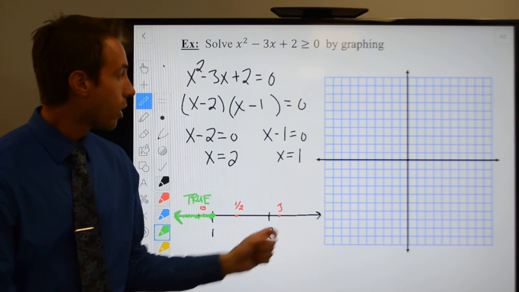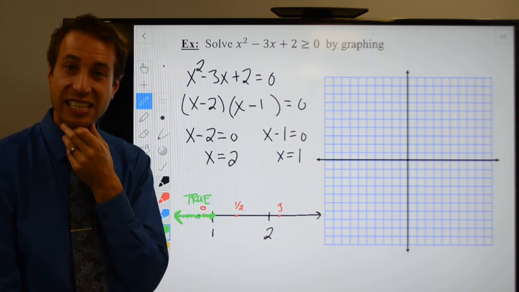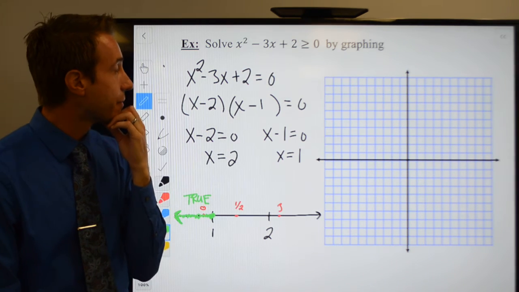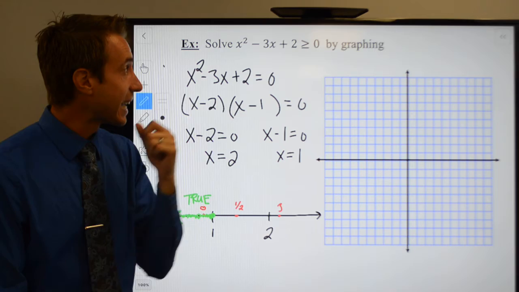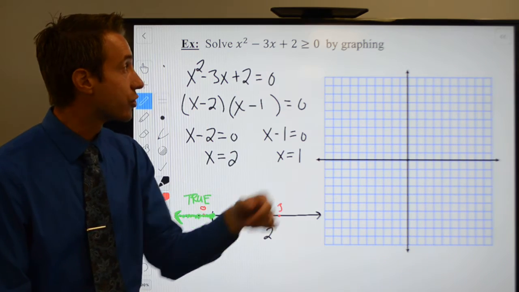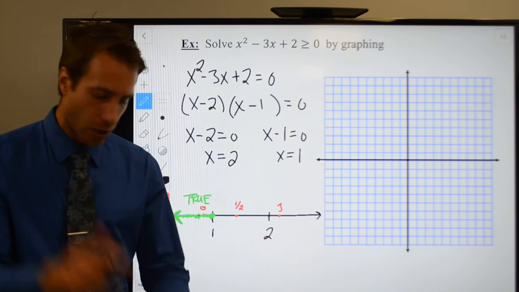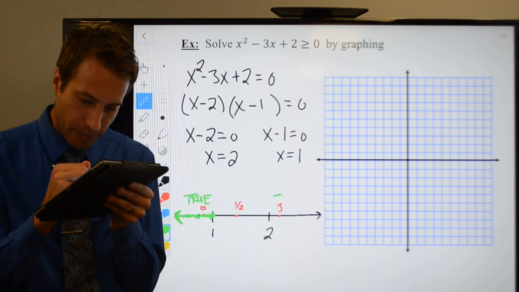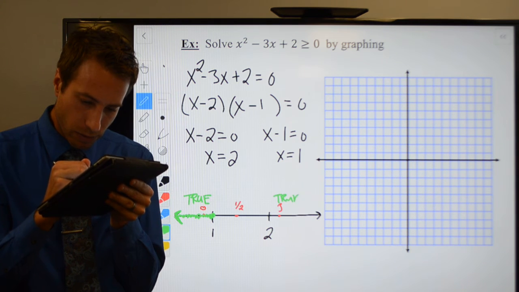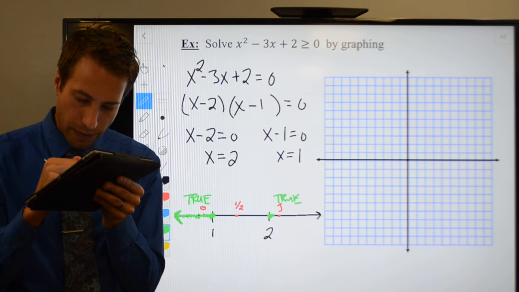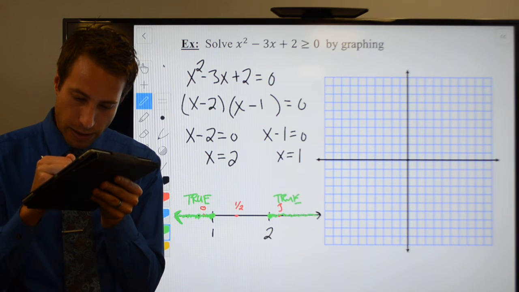What about 3? Well, if I plug in a 3, 3 squared is 9. 3 times a negative 3. 9 minus 9 is 0. 0 plus 2 is 2, and 2 is greater than or equal to 0. So this is a true statement, which means it's going to be a closed circle on 2 because it's greater than or equal to, and everybody going in that direction.